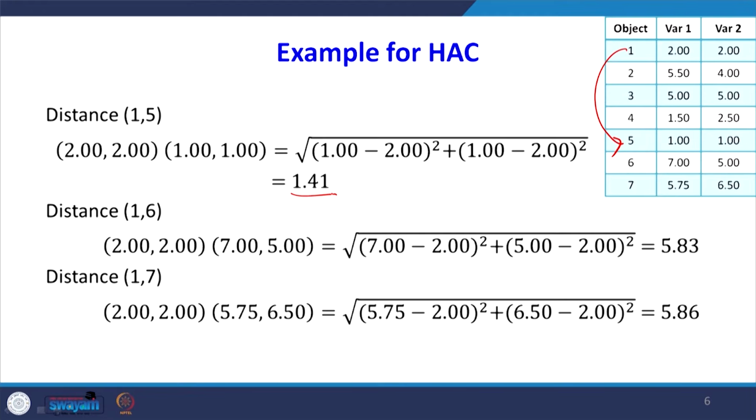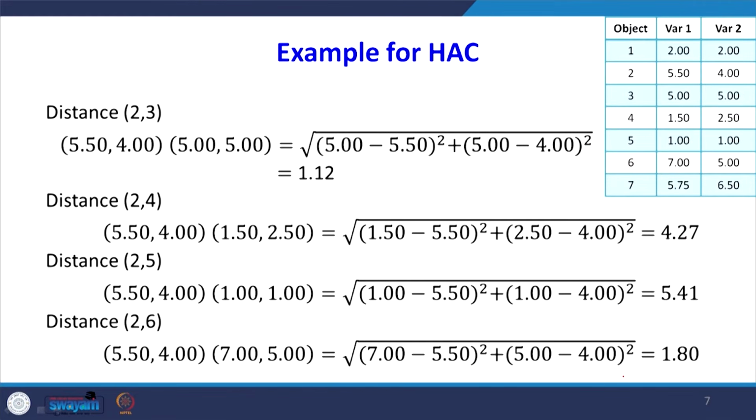Now, we will find the distance between 1 and 6, that is 2 comma 2 and 7 comma 5. So, it is 7 minus 2 whole square plus 5 minus 2 whole square, that is 5.83. Similarly, we can find the distance between 1 and 7, that is 2 comma 2 versus 5.75 comma 6.5. So, it is 5.75 minus 2 whole square plus 6.5 minus 2 whole square, we got 5.86.